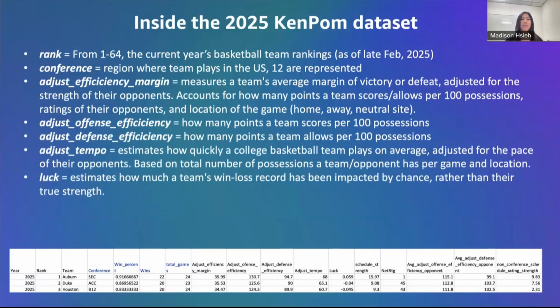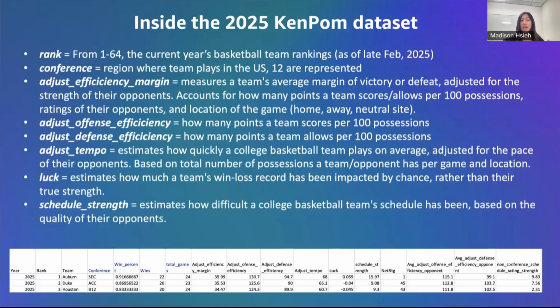We have a metric called luck, which estimates how much a team's win or loss record has been impacted by things like chance. And then schedule strength. So this is an estimation of how difficult a college basketball team's schedule has been based on the quality of their opponents. Again, this is all public data from Ken Pomeroy, and it's posted online that you can find.